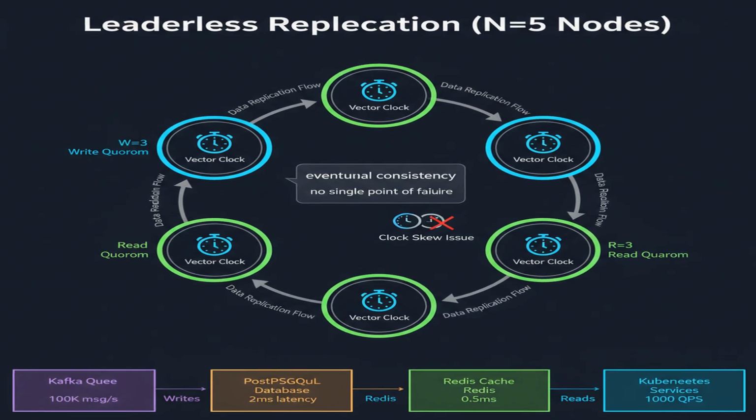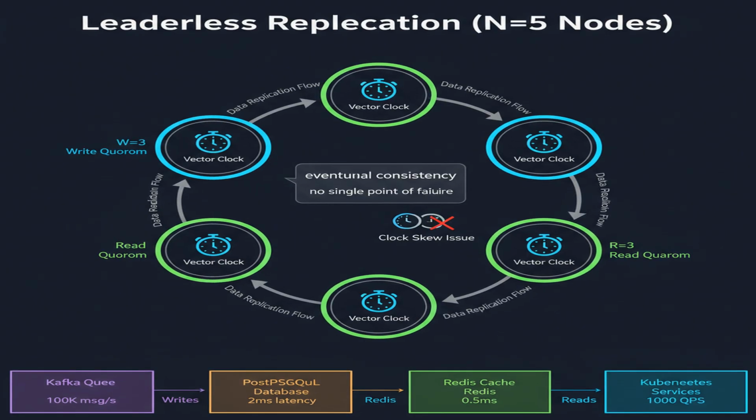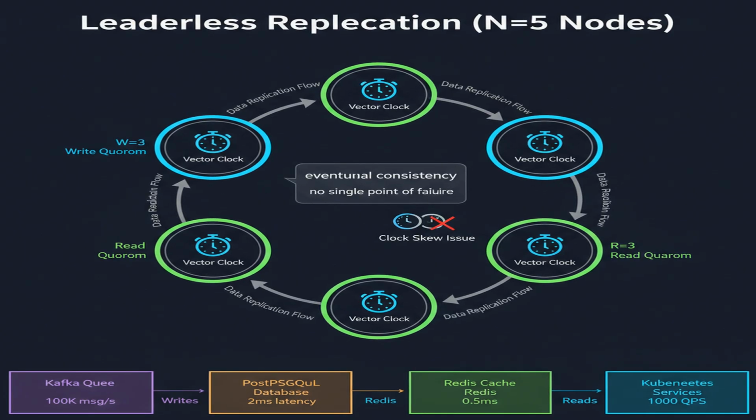Your interviewer will push back. Why not just use strong consistency everywhere? The answer is that strong consistency significantly impacts availability and latency, especially in distributed systems. Eventual consistency provides better availability and performance, accepting the risk of occasional conflicts.